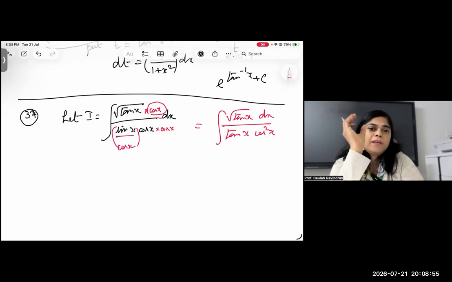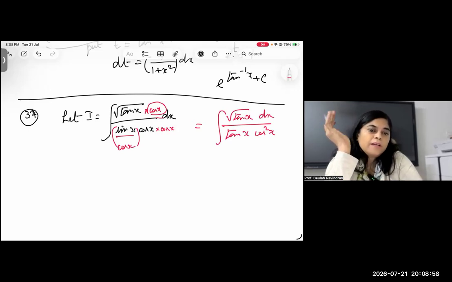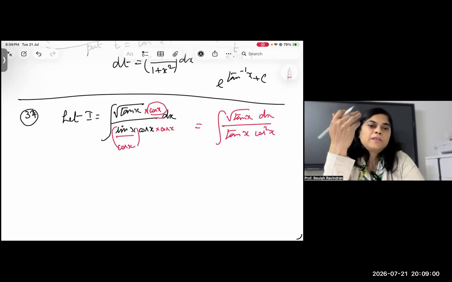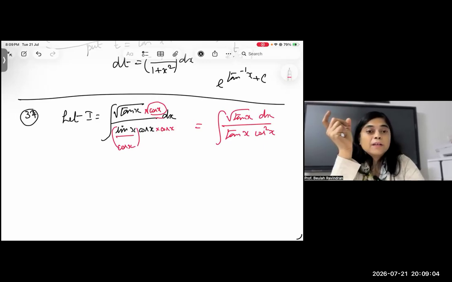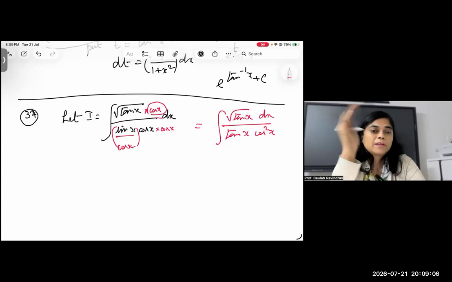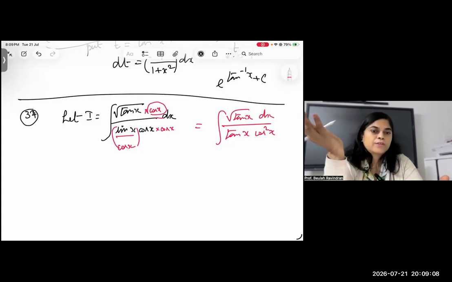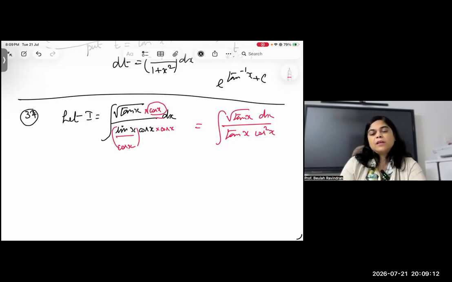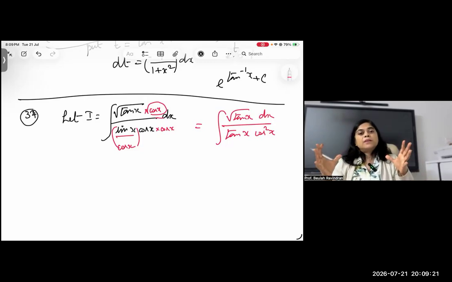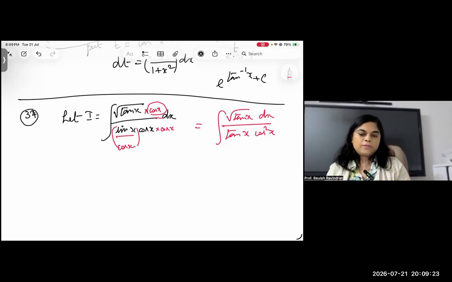You must be aware of all the formulas. Tan x differentiated gives secant square x, and secant square x has the antiderivative tan x. So tan and secant are connected. You must know the connections, then only will you get an idea. That is why I multiplied and divided by cos x, which gives you secant x. Tan and secant are derivative and antiderivative.